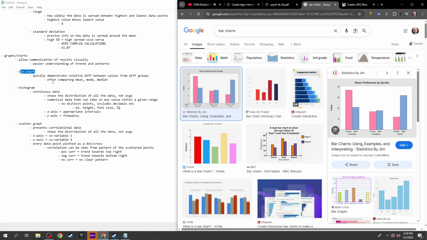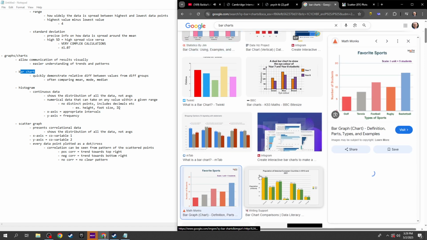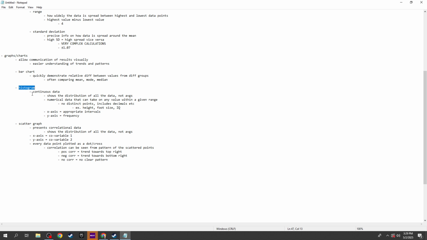So bar charts quickly demonstrate relative differences between values from different groups, often comparing the mean, mode, or median between each other. In this case, it's not. This is just the count, but it always differs. You can find a million different ones, like for example, type of sports, number of students, whatever. Anyway, next on to histogram.